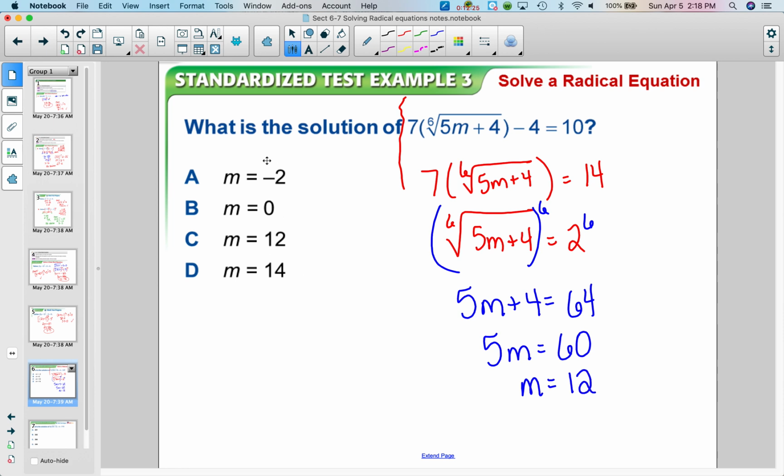Now, since there's not a no solution, this would have to be the answer. Otherwise, you would go back and plug the 12 in and make sure that it works.